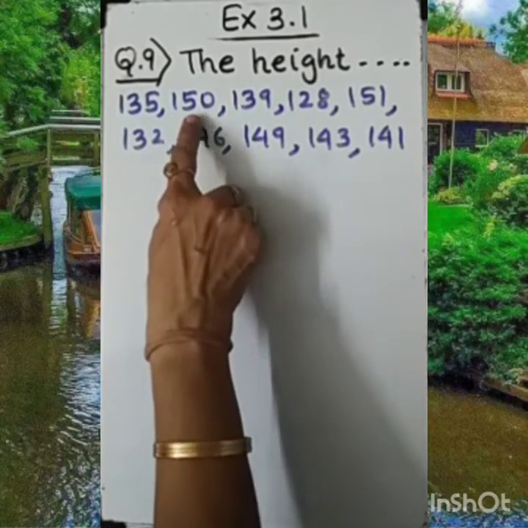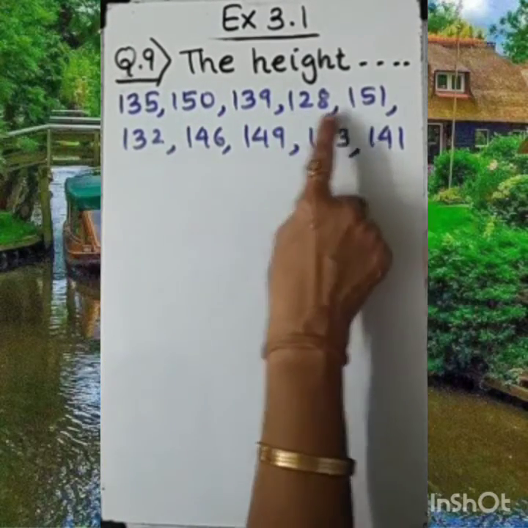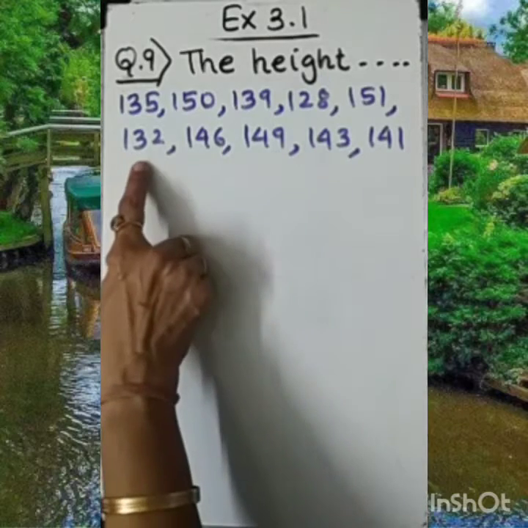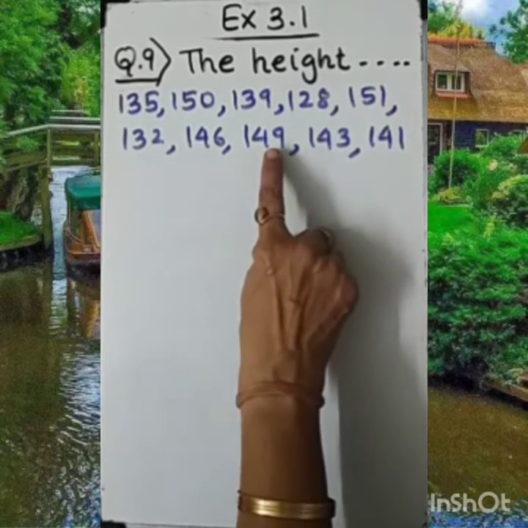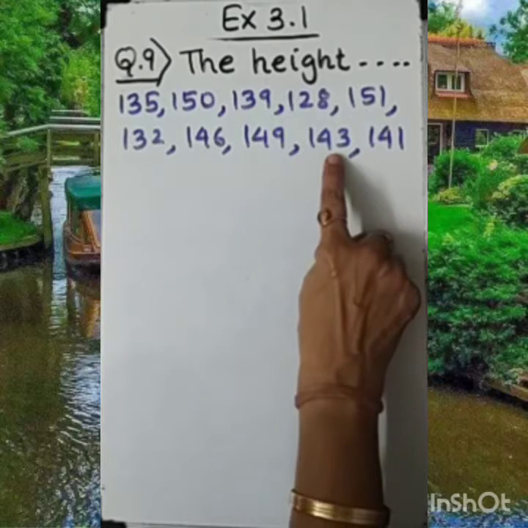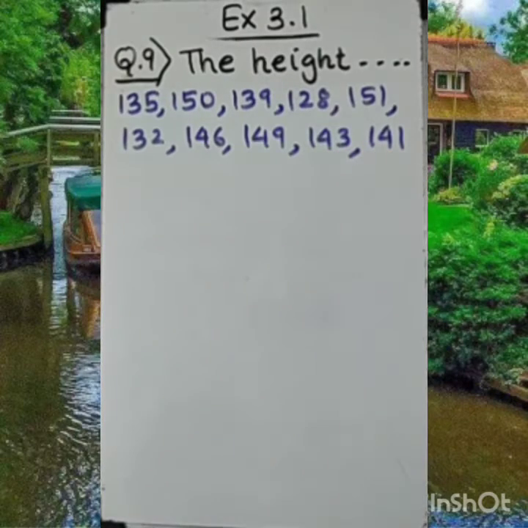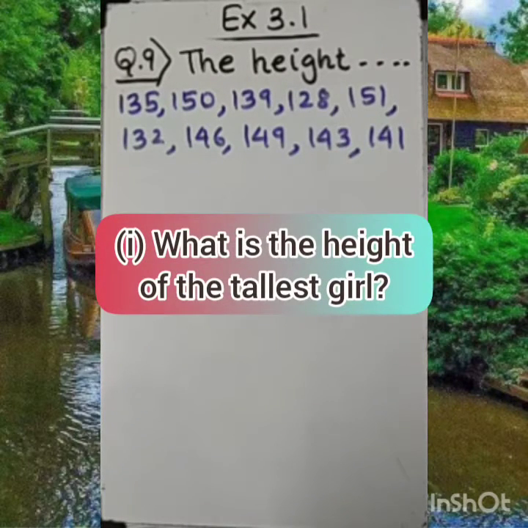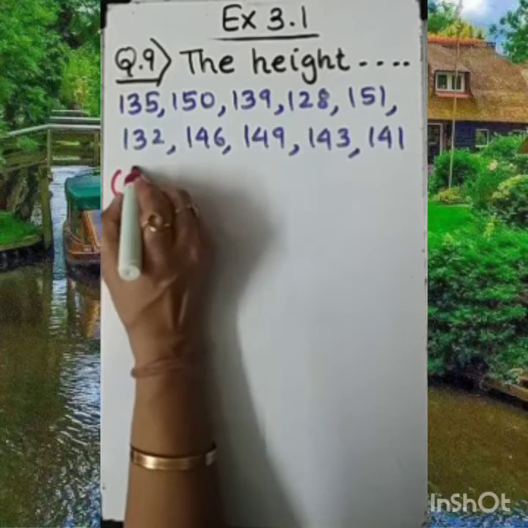135, 150, 139, 128, 151, 132, 146, 149, 143 and 141. Okay. Now the first question we are given: what is the height of the tallest girl? So let's see the solution.